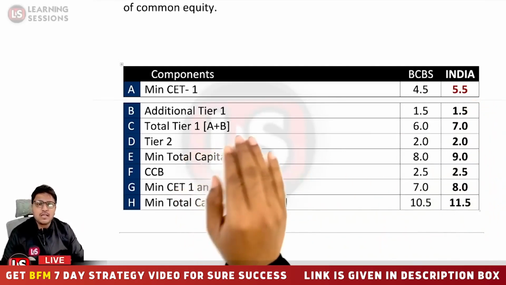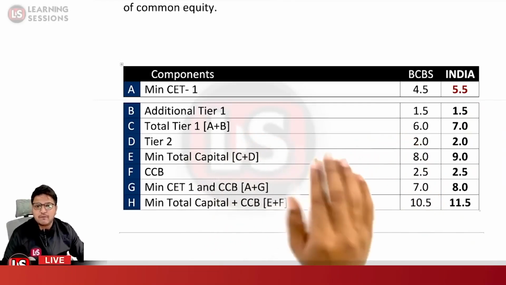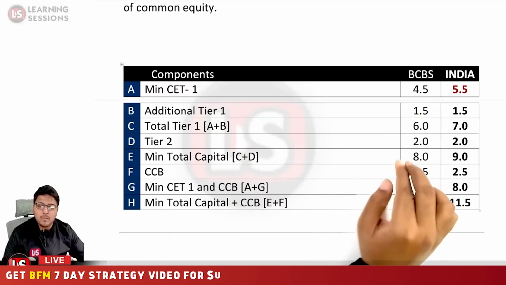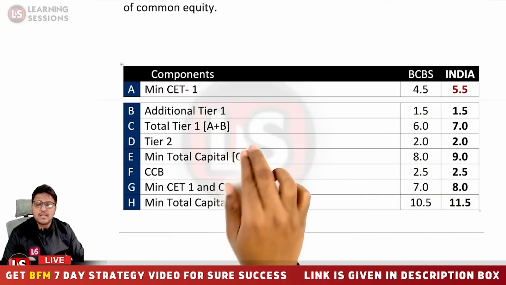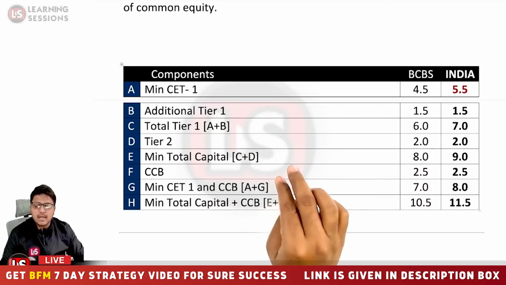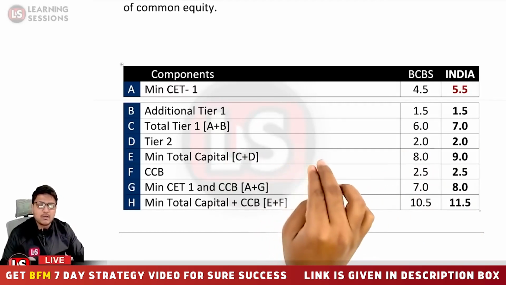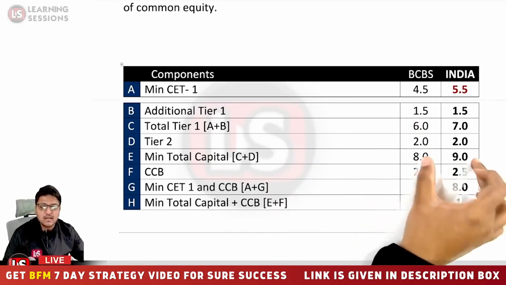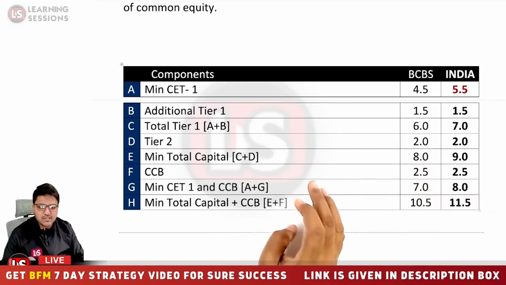Okay, so the total tier 1 that is to be maintained, that is 6%, and further as per Indian regulator, it is 7%. The tier 2 is to be maintained at 2%. And this is the maximum percentage for the tier 2. It is 2%, and further the minimum total capital required is 8% as per the BCBS and 9% as per the Indian regulator that I already just conveyed to you.